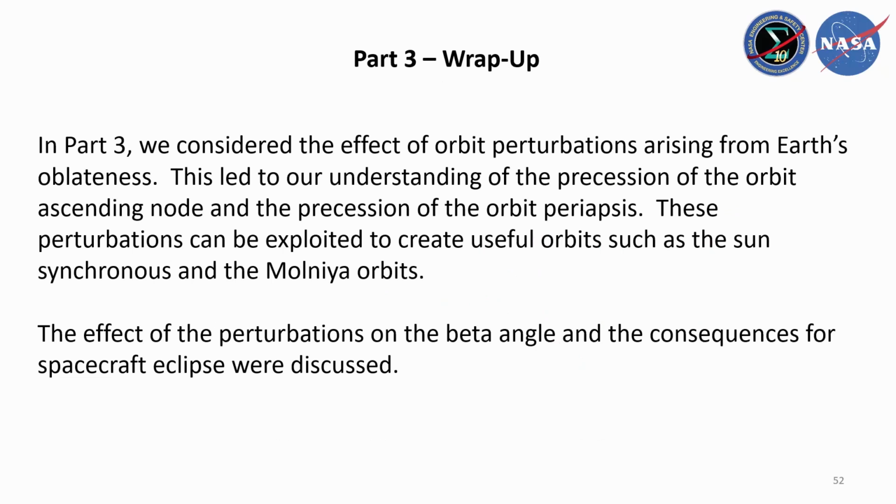In Part 3, we considered the effect of orbit perturbations arising from Earth's oblateness. This led to our understanding of the precession of the orbit ascending node and the precession of the orbit periapsis. These perturbations can be exploited to create useful orbits such as the Sun-synchronous and the Molniya orbits. The effect of the perturbations on the beta angle and the consequences for spacecraft eclipse were discussed. In Part 4, we'll consider some advanced orbit concepts.